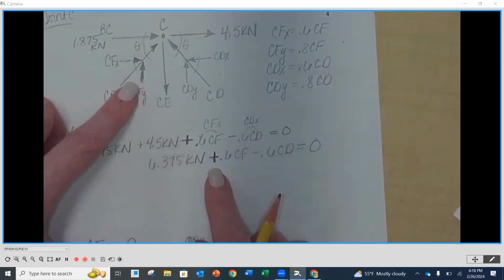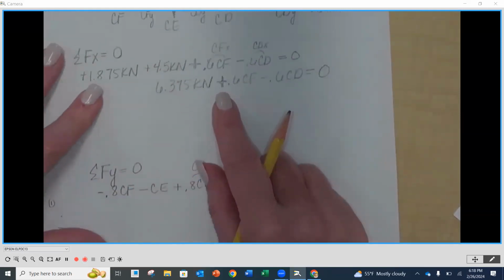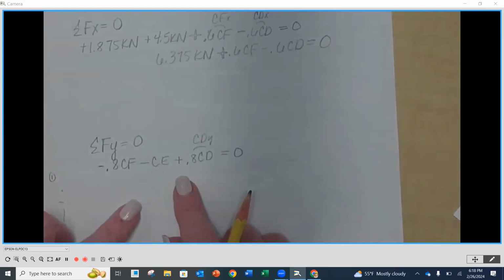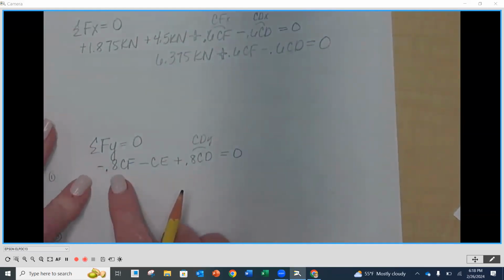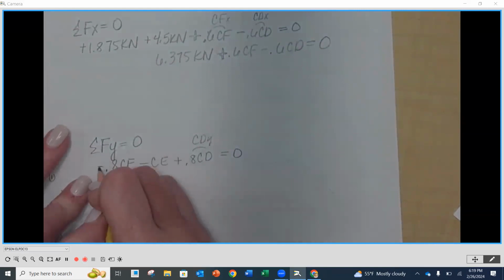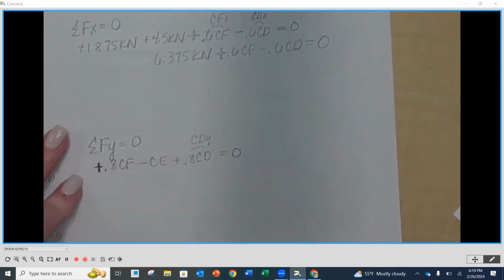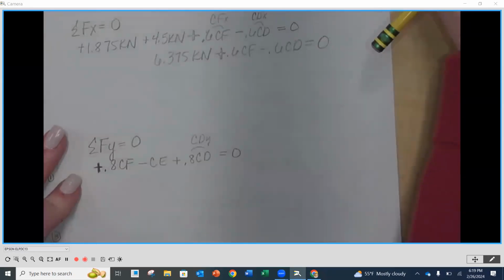Now I'm going to go to my CY because that changed direction as well. Go down to the Y equation. That CF, the 0.8 times CF was my Y. That needs to be positive out front.